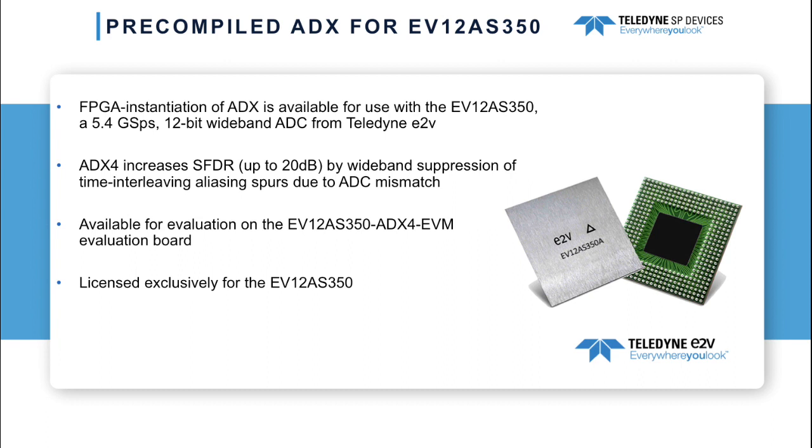An FPGA instantiation of ADX is available ready to use with Teledyne E2V EV12AS350, which is a 5.4 gigasample per second 12-bit wideband ADC. This ADC is a 4-way time-interleaved ADC, and when used with ADX4, the wideband suppression of aliasing distortion provides up to 20 dB improvement of time-interleaving errors. This makes the EV12AS350 and ADX4 combination the highest performance wideband 12-bit ADC solution on the market.